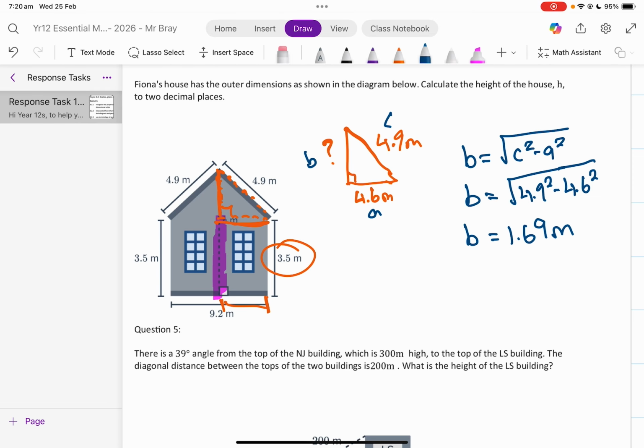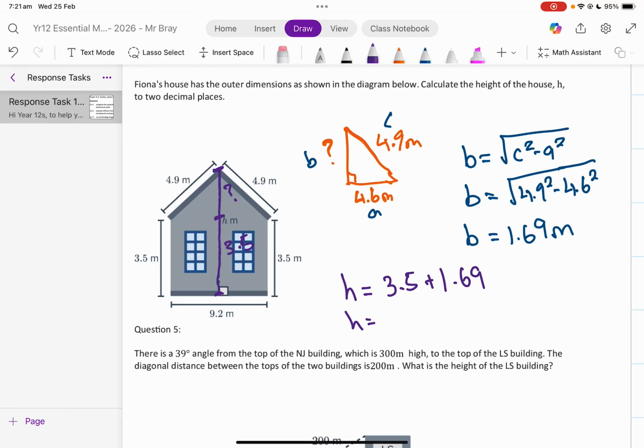Cool. So then to find the total height up the middle here, from here to here, it's going to be this 3.5 plus my unknown amount. So my total height, h, is equal to 3.5 plus 1.69, which is 5.19 meters, and that's rounded to 2 decimal places.